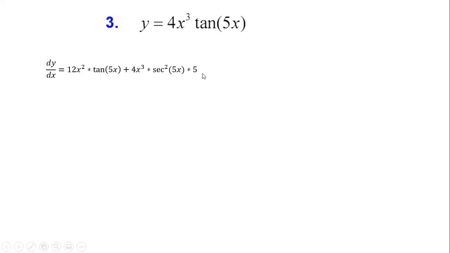And the only other thing I'd expect you to do with this is to factor it as much as you can. Common factor here, there's an x squared here, that's a common factor to both of them. So I'd expect you to factor that out along with the 4. So there's a 4x squared here. Then I'm going to be left with 3 tan 5x plus the 5x sec squared of 5x. Okay, so there you go. That would be the derivative of that function.